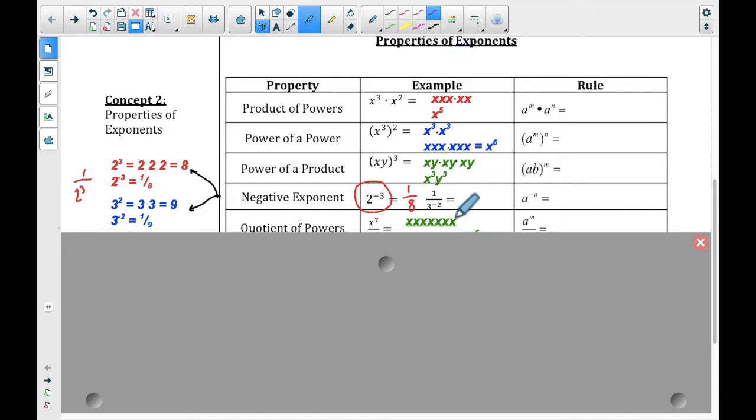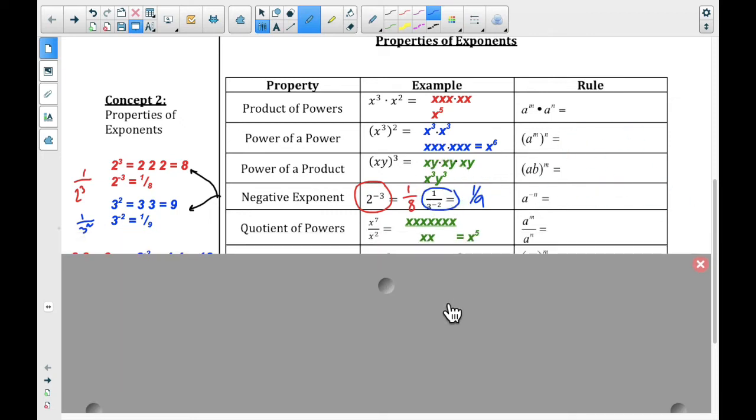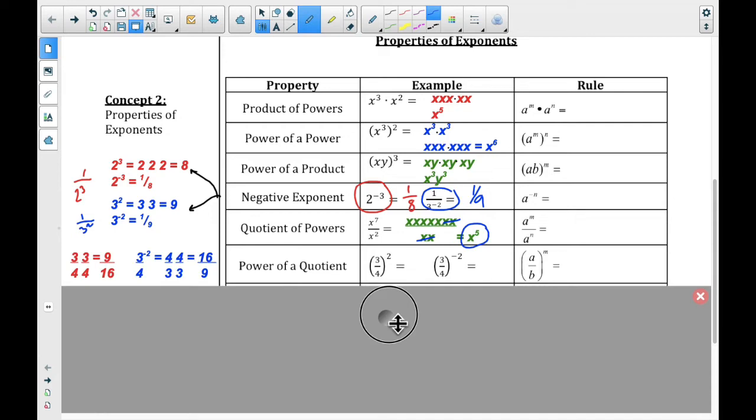And then this other one, 3 to the negative 2, similar concept. 3 to the second is 3 times 3, which is 9. And 3 to the negative second is like 1 over 3 to the second, so that's 1 over 9. So that one's 1 over 9. Okay, and again, we'll fill in the right-hand side here in just a minute. Quotient of powers. Quotient means divide or fraction. So when we have division or a fraction with powers, what do we do? Well, we have 7 x's on the top. We have 2 x's on the bottom. 2 of these x's are going to cancel with 2 of those x's, and it's going to leave us with x to the 5th.